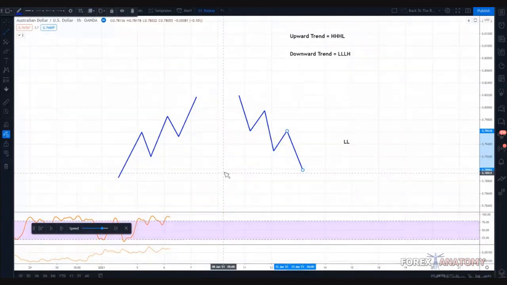But if you understand what you have to look for in order to define a true higher high and a true lower low, as far as the different trends go, if you're in an upward trend, you want to really pay attention to the higher highs. If you're in a downward trend, you want to really pay attention to the lower lows. If you understand what makes a higher high in an upward trend and what makes a lower low in a downward trend, then that's pretty much half the battle.